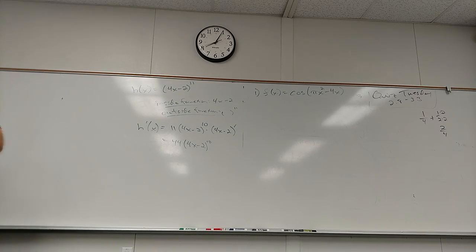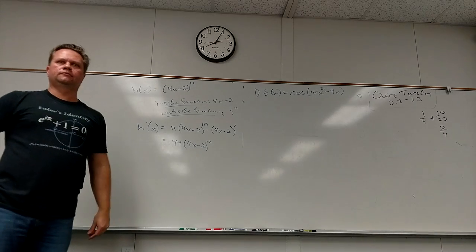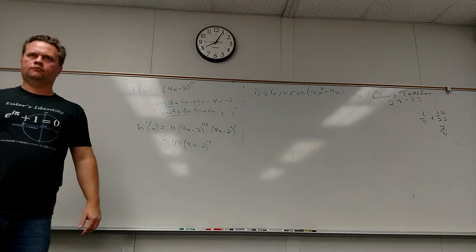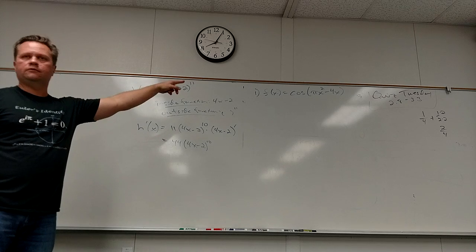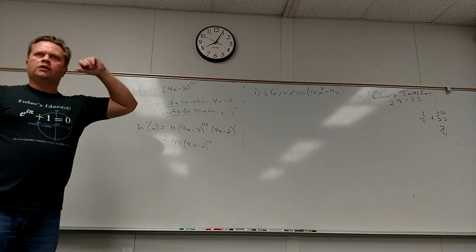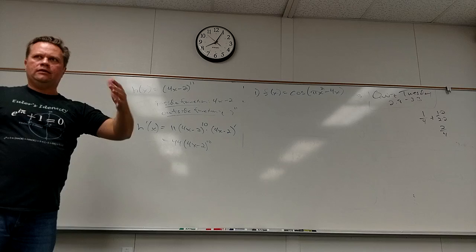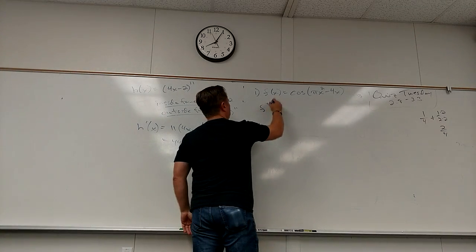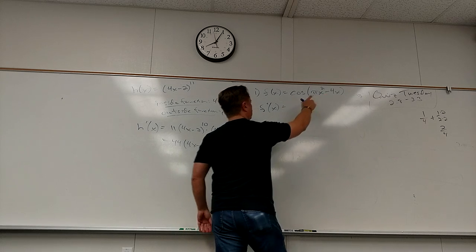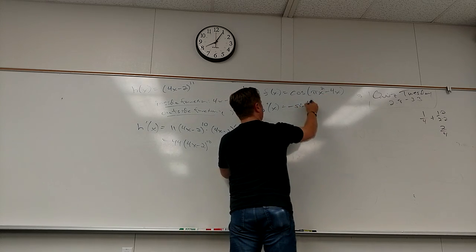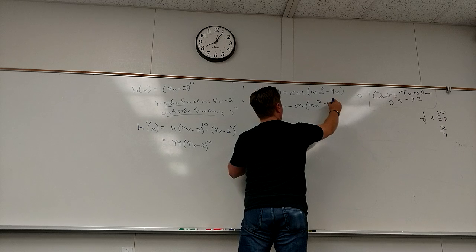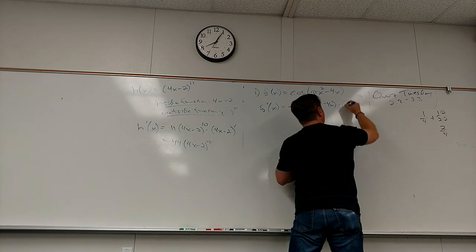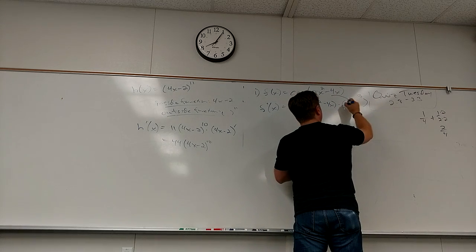So, what's the outside function? Cosine, because you've got stuff inside of it, right? So you take the derivative of the outside thing first. You say to yourself, cosine of stuff. What's the derivative of cosine of stuff? Negative sine, good, negative sine of stuff. Then you multiply by the derivative of the inside.